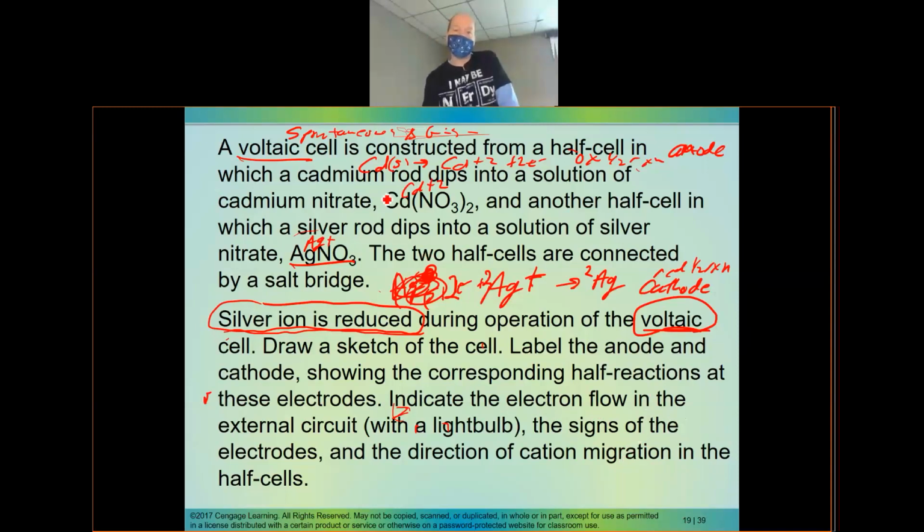And so when we draw it, we're going to have to draw our cadmium on the left, because the left side is always the anode where the oxidation reaction is going on. We're going to have to write the silver on the right, because that is the reduction half reaction. That's the cathode. Anode first, cathode second. And then we have to show the electrons flowing from our external circuit that's hooked to a voltmeter or a light bulb or something else that goes from anode to cathode.